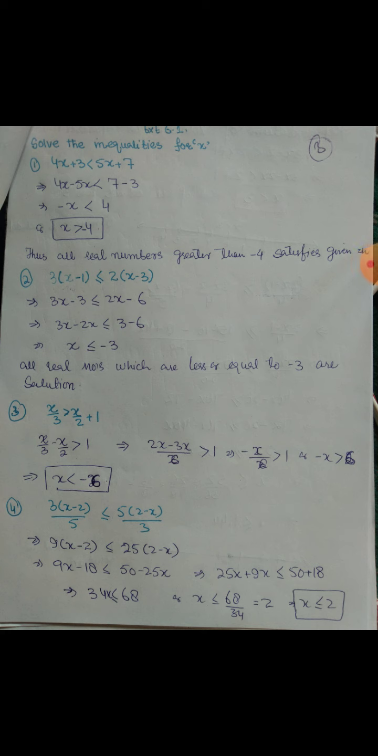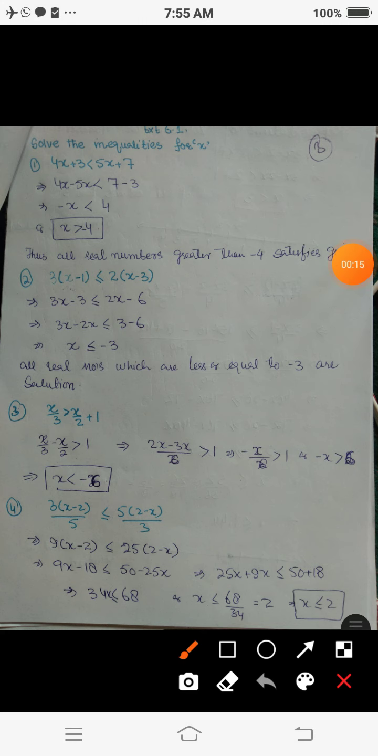In the previous lecture we discussed linear inequalities and their solutions. Today we are going to discuss exercise 6.1. We have to solve the linear inequalities for x, which means we have to find the solution, because here x is the variable.